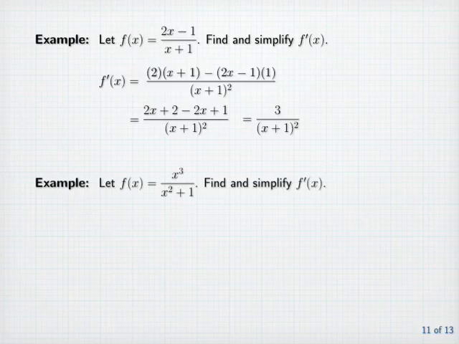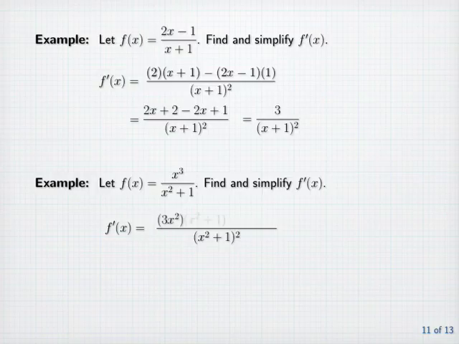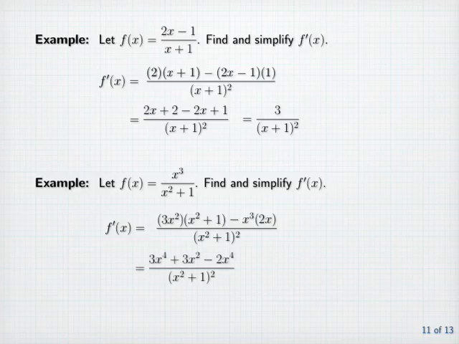Another example. Let f of x equal x cubed divided by x squared plus 1. Find and simplify f prime. Again, we use the quotient rule. f prime of x is equal to a quotient whose denominator is x squared plus 1 squared, and the numerator will be the derivative of x cubed times x squared plus 1 minus x cubed times the derivative of x squared plus 1. So now we multiply out the factors in each term of the numerator and combine terms, and we obtain x to the fourth plus 3x squared, all divided by the square of x squared plus 1.